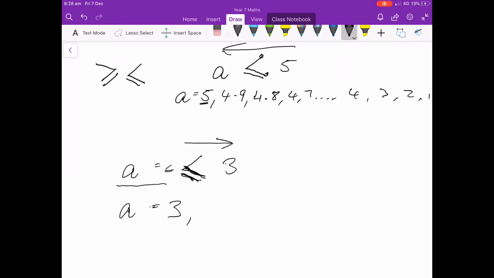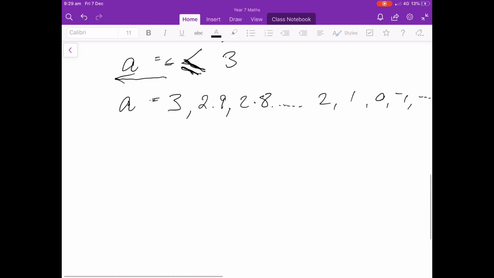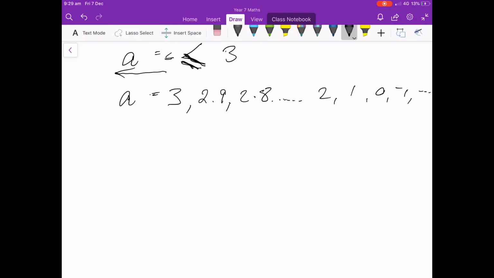So anything further left down the number line, less than 3, which once again could be 2.9, 2.8 and all the way down. You can even go down to 2, to 1, to 0. You can even go all the way down your negative numbers and carry on forever. One more. We might get one that says, in this case, A is greater than or equal to 3 again.